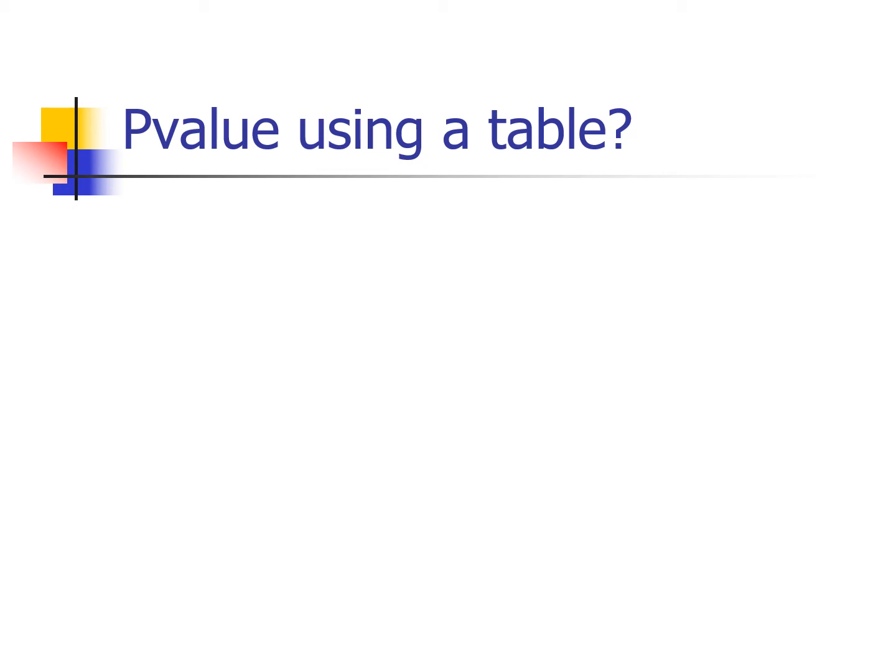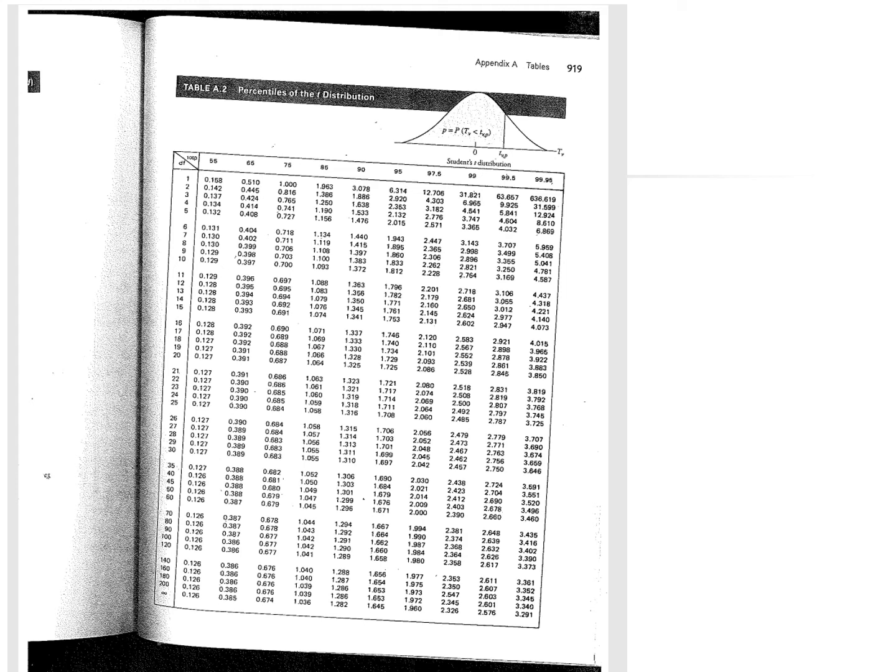Let's think about how we would get that p-value using a table. Okay. So here's the t-table from our textbook. The rows correspond to degrees of freedom. So that's our t distribution. We can see it looks like a bell shape. You see the picture of it up in the top right. So it looks like a bell-shaped distribution.